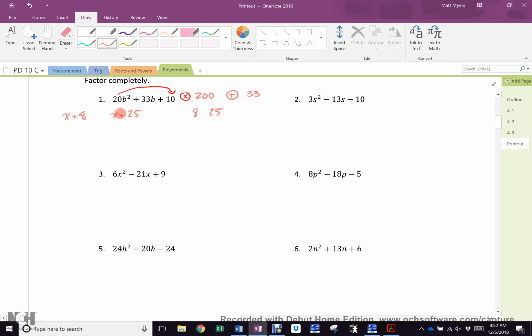But it's not really 8 and 25, is it? Because we multiplied by 20. So it's really 8 over what? 20. And really 25 over what? 20. Would Mrs. Bag Crumble let you leave that fraction? What is it?